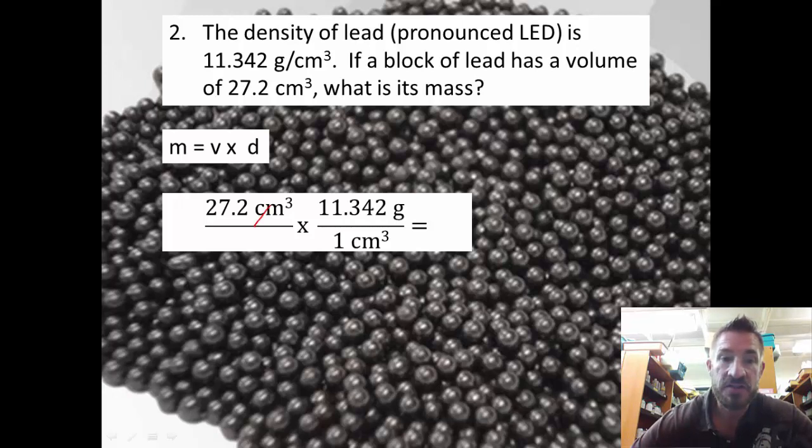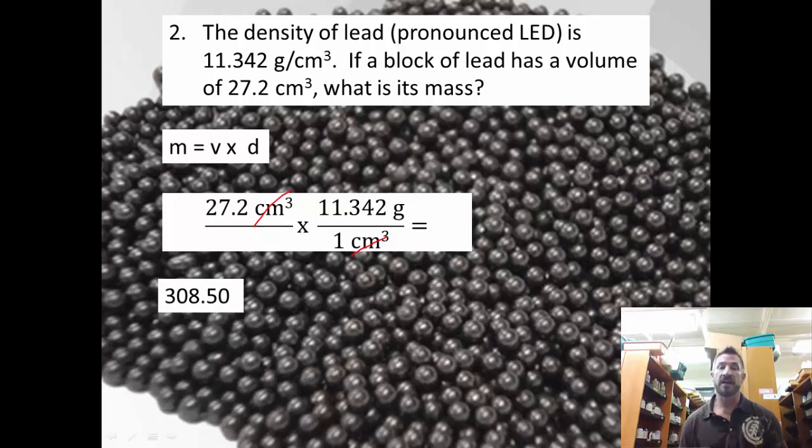Now notice when you do this, the volume cancels out. And notice also that this is simply a factor label that can be put either way. We can put the mass on the top, the volume on the bottom, depending on how we want to use this. So for this, we want to multiply the 27.2 times 11.342 grams, and we get this number.